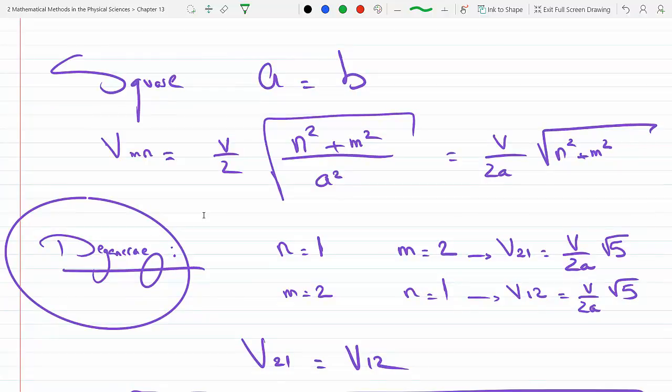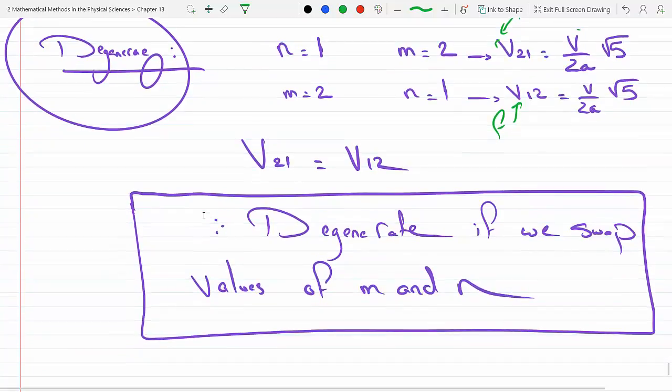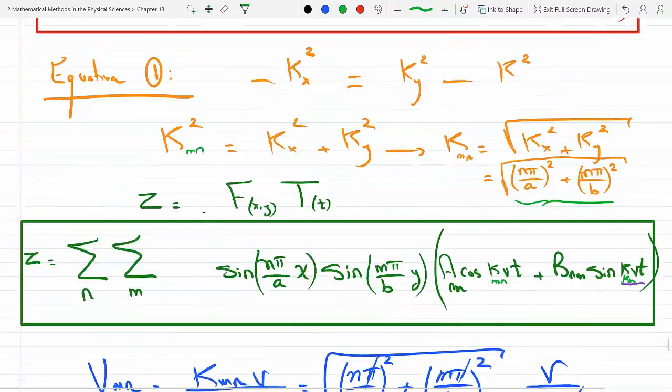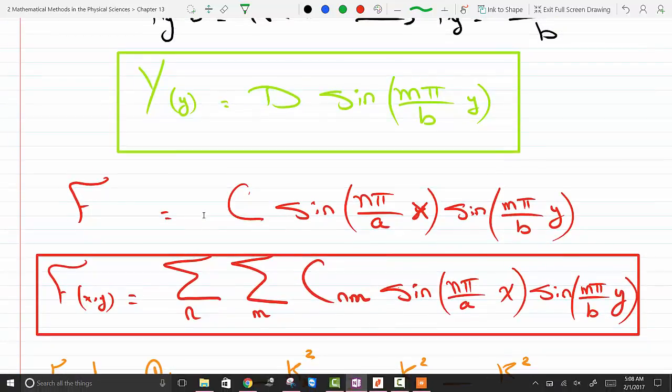Degeneracy means for different values of m and n, if this was a square and a equals b, I could swap m and n and I would get the same frequency. Again, this v here is the frequency, and the v on the right hand side again is velocity. And for swapped m and n, for any m and n, it doesn't have to be 1 and 2, if you simply swap them, you get the same frequency. I hope this is clear, and now I think we can conclude the question.